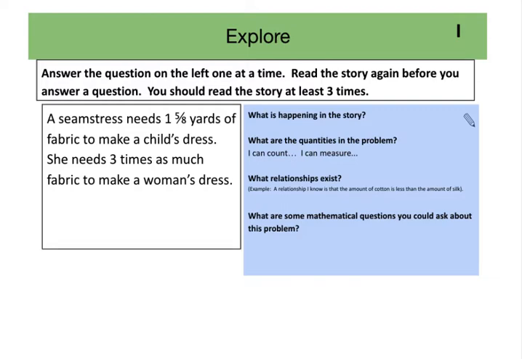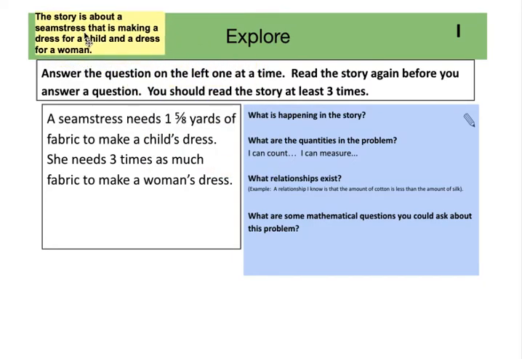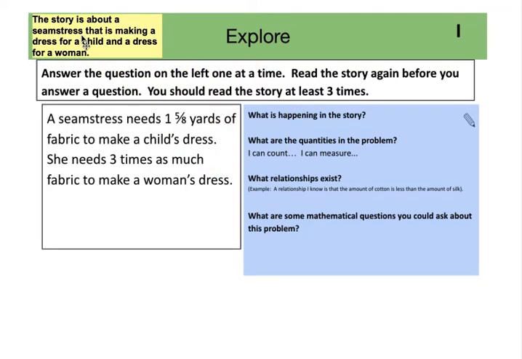So what's happening in this story? Well, did you say that the story is about a seamstress that is making a dress for a child and a dress for a woman? Great. Let's go ahead and read it another time, and we're going to answer 2 questions.